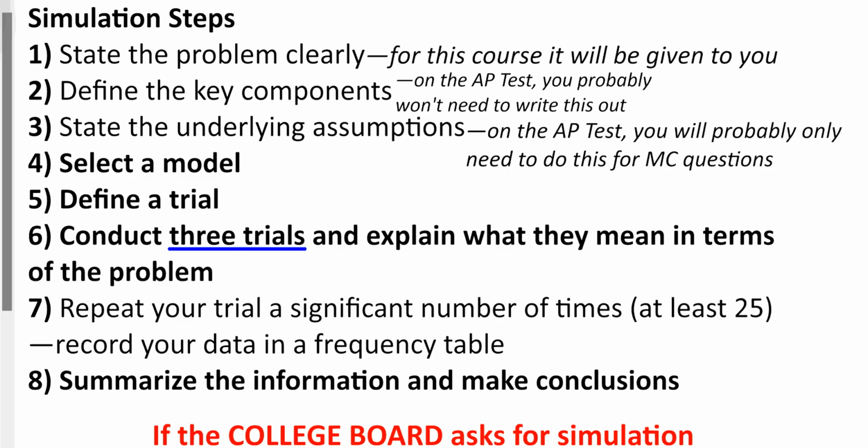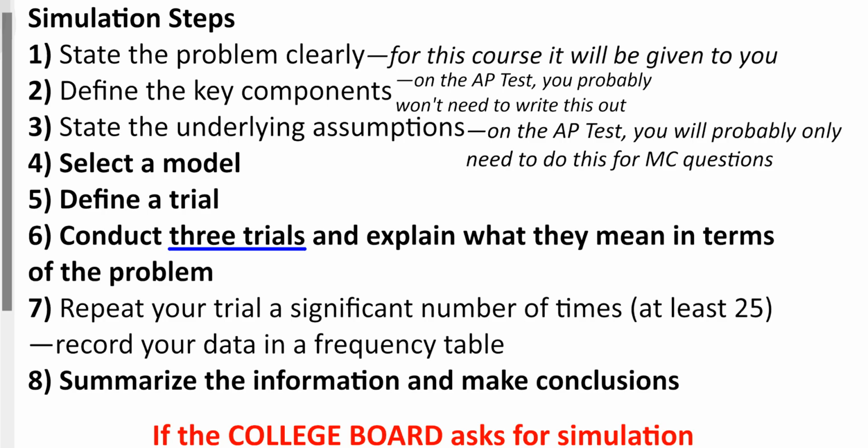In case you do. Number 2, define the key components. Same deal here. You probably won't need to write this out, but we're going to do it to get in the habit of it. Number 3, state the underlying assumptions. Again, on the AP exam, you probably won't need to do this, but you will have to do it for multiple choice questions, so we're going to do it now. Usually this is what we're assuming, what probabilities we're assuming.